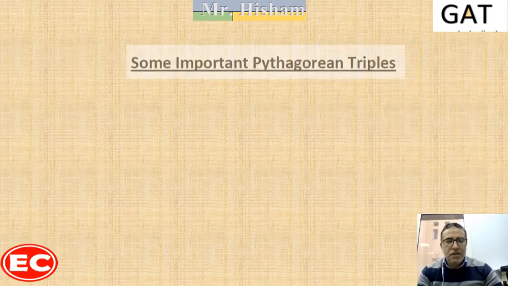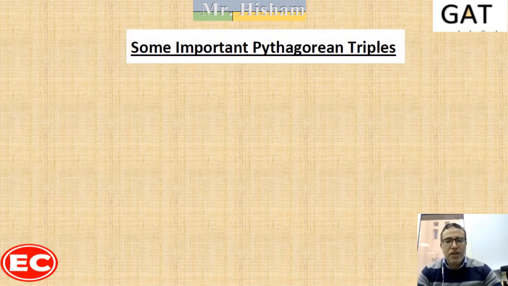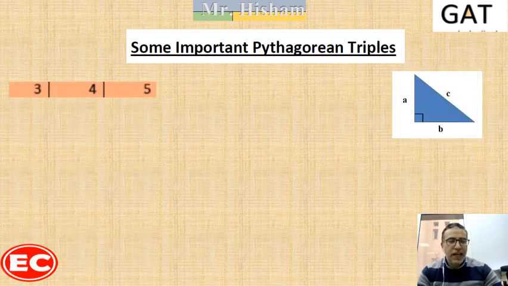We have something which is very important. We call them some important Pythagorean triples, the well-known right angle triangles. One of the well-known right angle triangles is the 3, 4, 5. If the two legs have lengths 3 and 4, the third side is equal to 5. And the other one is 6, 8, and 10.